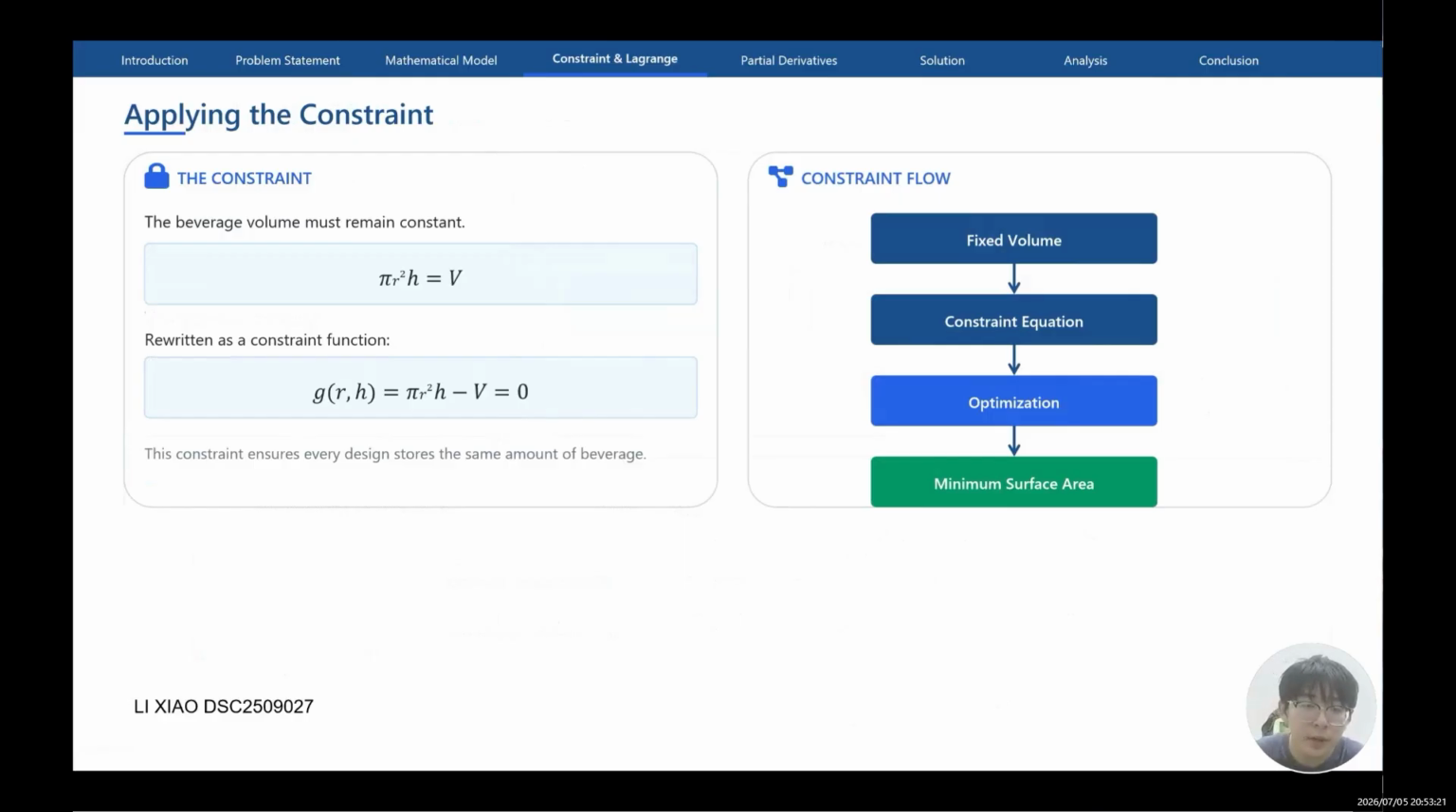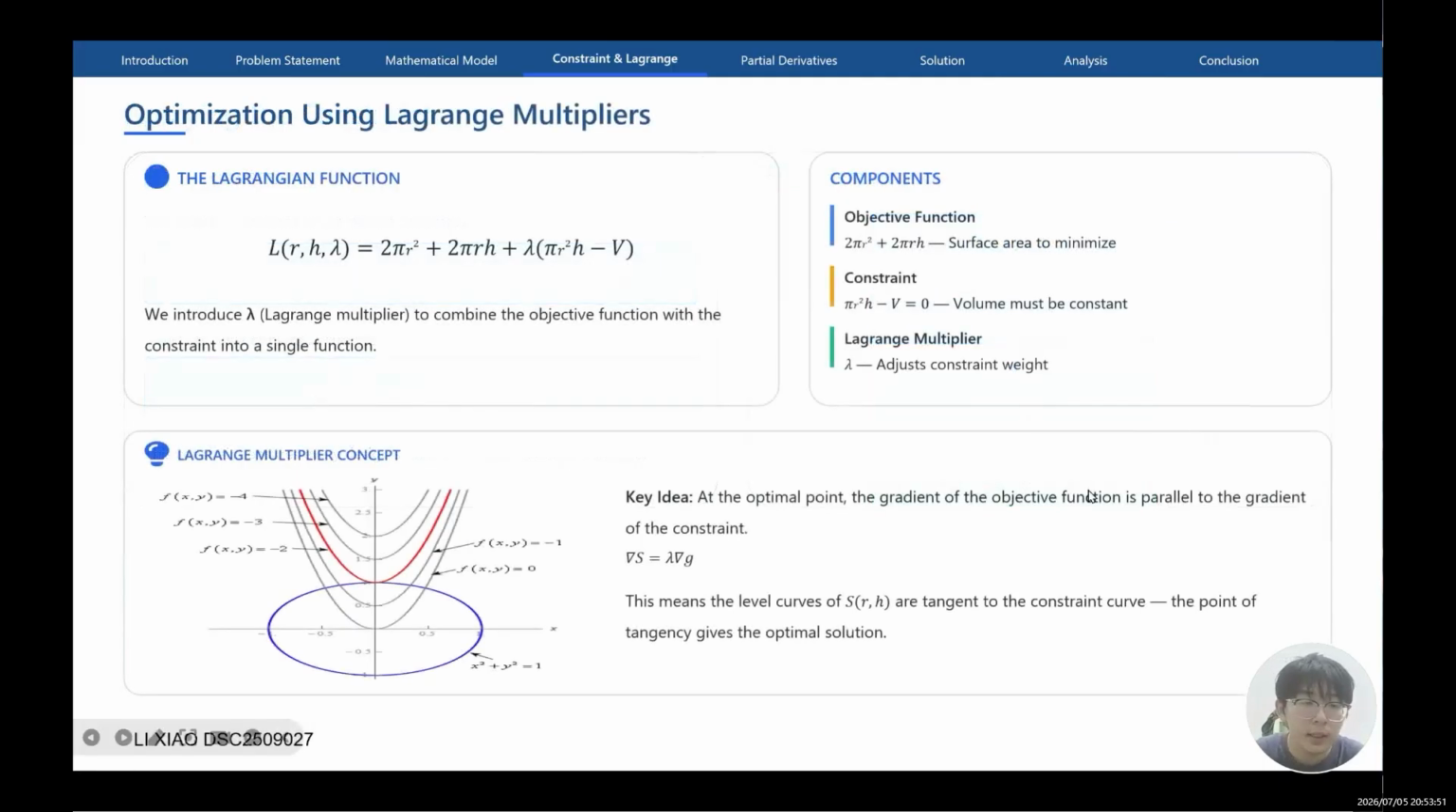This constraint flow at the bottom summarizes our logic. A fixed volume leads to our constraint equation. From there, we can perform optimization to finally achieve the minimum surface area. This constraint is a critical bridge between practical requirements and our mathematical calculations. And to solve this constrained problem, we use optimization with the Lagrange multiplier.